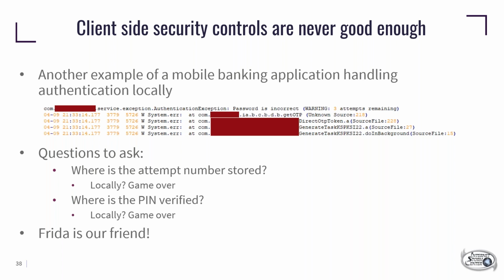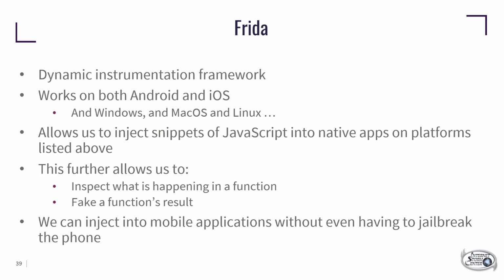Now, reverse engineering can take a lot of time, so that's why I like to apply dynamic instrumentation, and the absolutely best tool for that is called Frida. So what is Frida? Frida is a dynamic instrumentation framework that works on absolutely every platform, Windows, macOS, Linux, but also Android and iOS. And it allows us to inject snippets of JavaScript code into native applications on these platforms. So this allows us to inspect what is happening in a function. It also allows us to fake a function's result, which is kind of cool. So we can inject this into our mobile applications and then change how the application actually behaves.